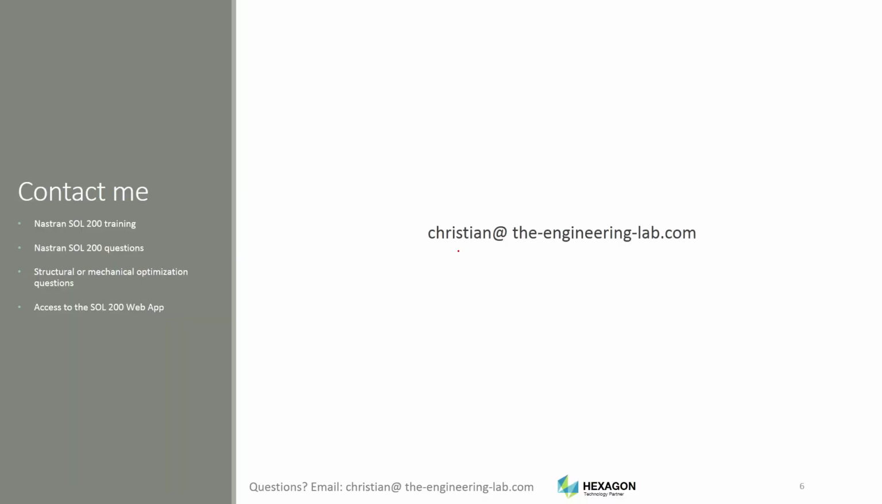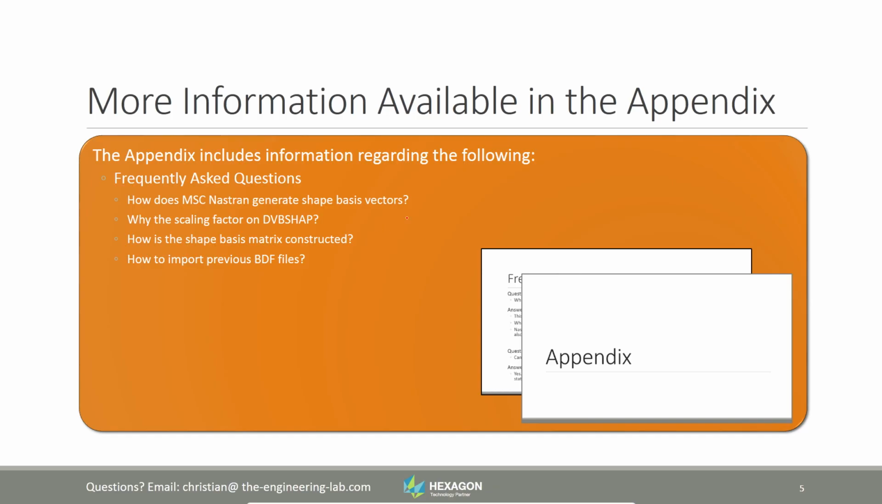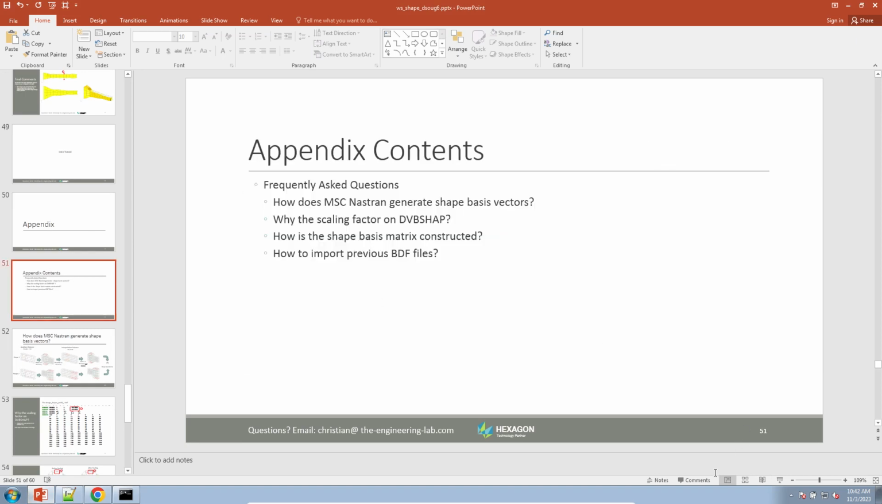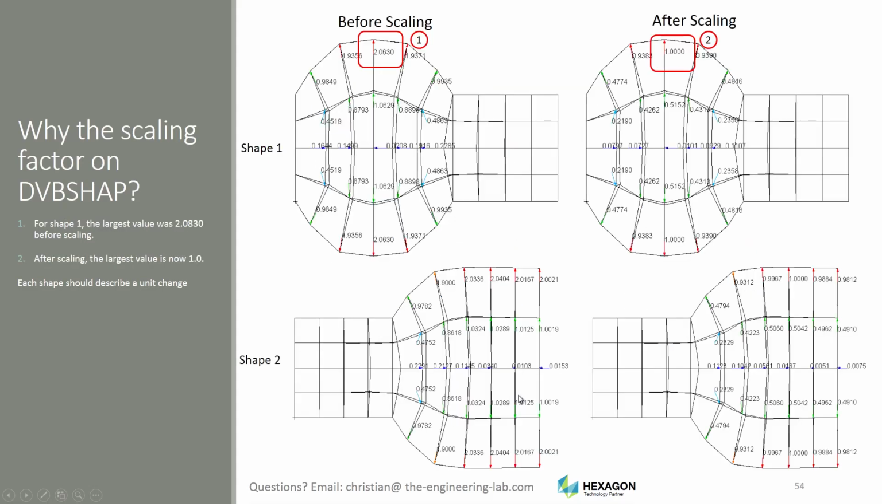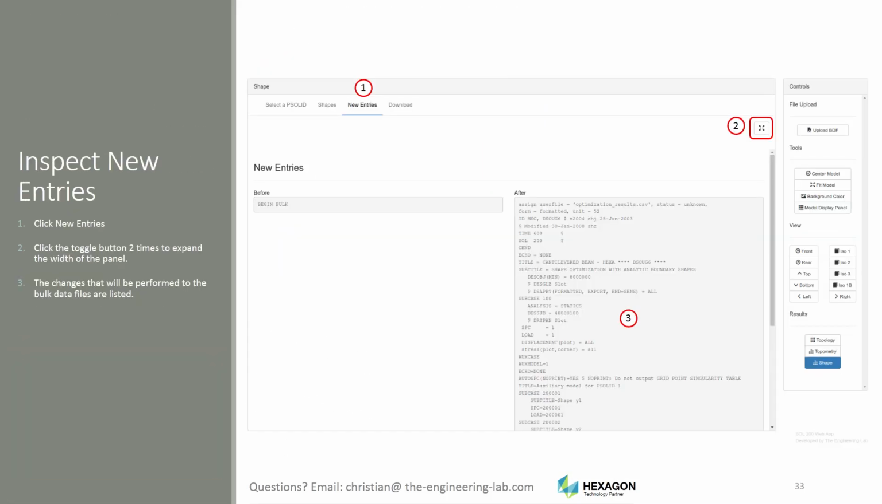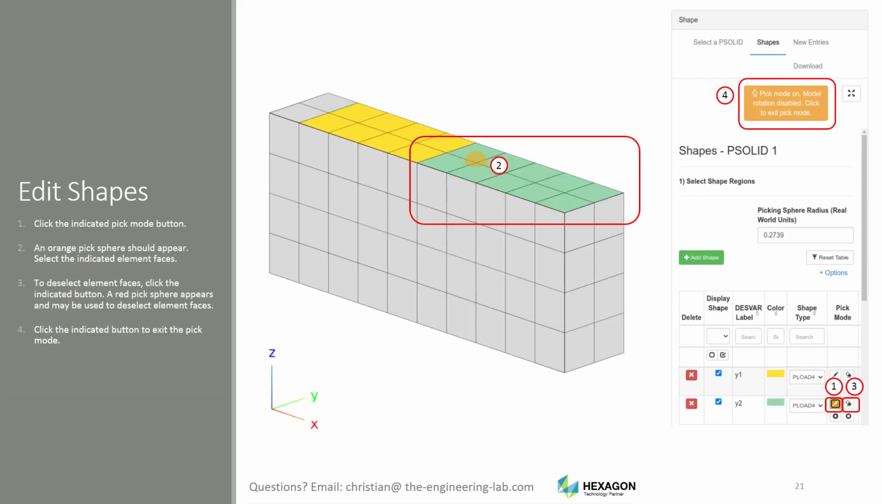So now let me move on to the next slide, the appendix. If you're new to shape optimization, there might be some questions you might have. If you refer to the appendix, you will find a lot more information on how shape optimization is performed by MSC Nastran Sol 200. So if you flip to the very end of this presentation, you'll find the appendix where you can learn more about shape optimization. So now let's go ahead and go back to that previous slide and we'll continue on this tutorial.